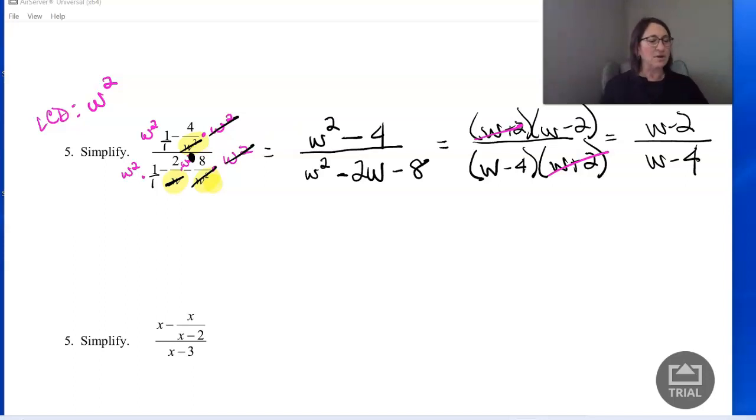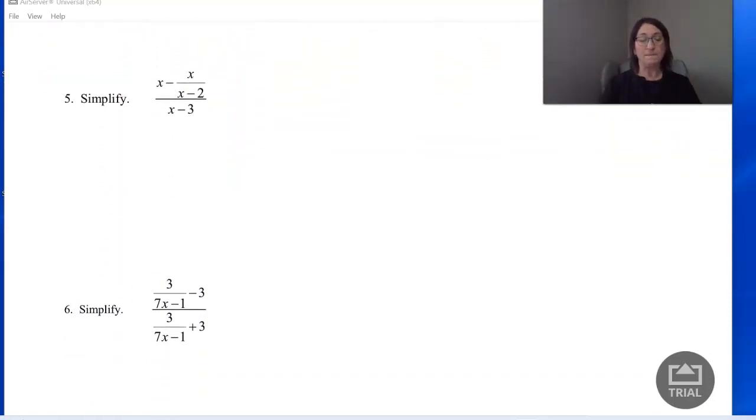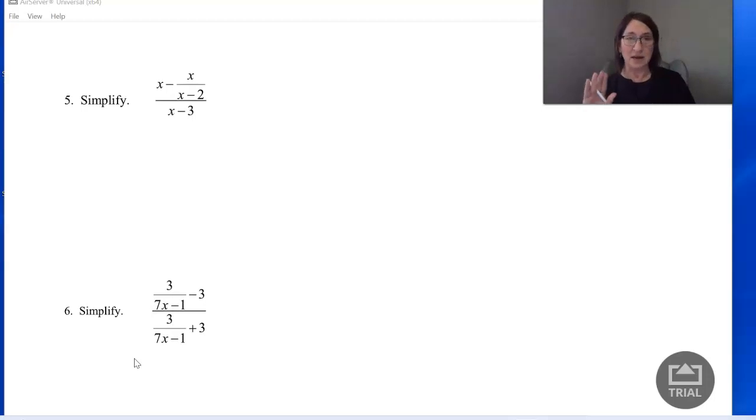All right, so now let's go to 5 and try simplifying this one. So what's kind of unique about this one is that I have this x sitting out there in front of my minus x over 2. It's okay. You don't want to treat it any differently because that x is all part of that numerator. Okay? Everything in yellow has to have a common denominator.